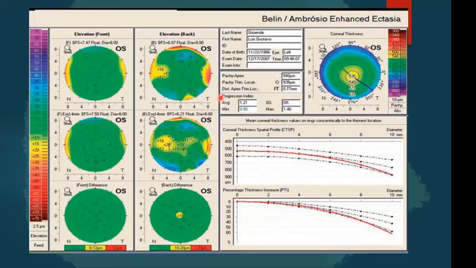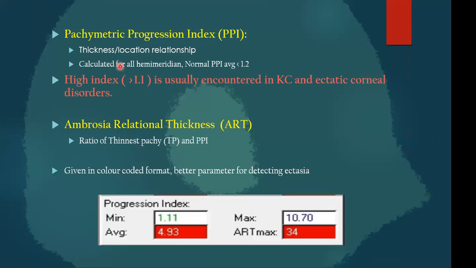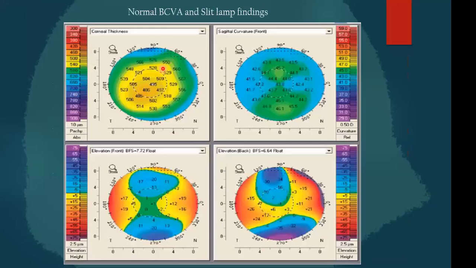Now, there are 2 more maps that you see here, which are called the corneal thickness spatial profile and the percentage thickness increase. So what this shows us is that the pachymetric progression index shows us, one second, sorry. Where did that go?